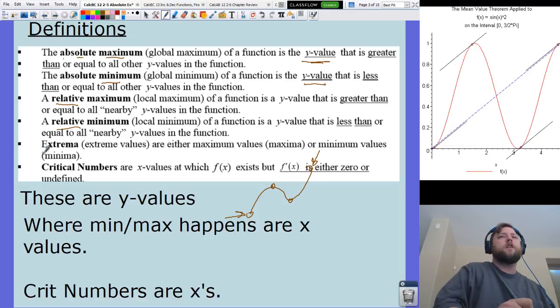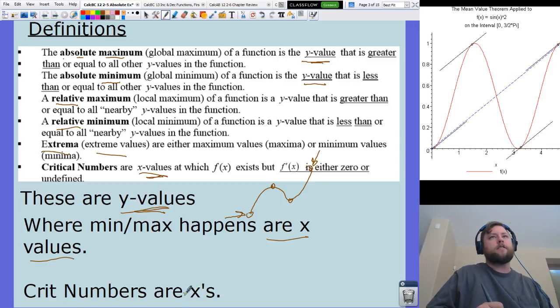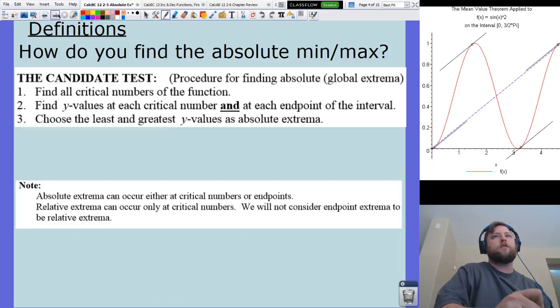Now, extrema, another word, are extreme values. Sometimes it's just another word for the absolute maximum and minimum. And critical numbers are the actual x values where the maximums and minimums happen. Just a reminder, the maxes and mins are y values, and where the maximum happens are x values. These are usually critical numbers or endpoints, and critical numbers are the x's. So yes, for absolutes, you always have to check the endpoints as well as the critical numbers.